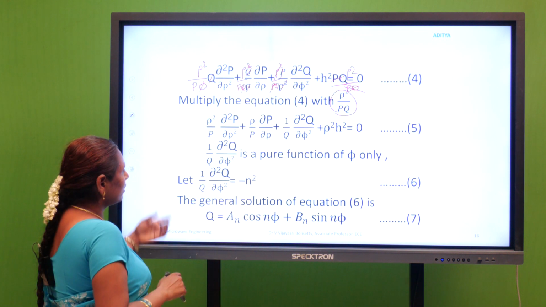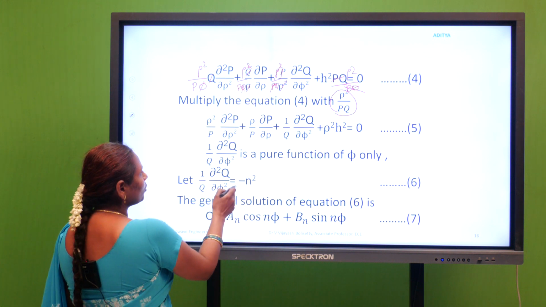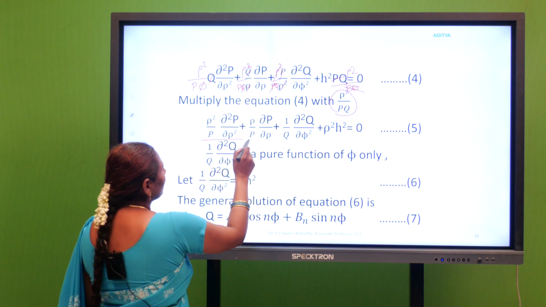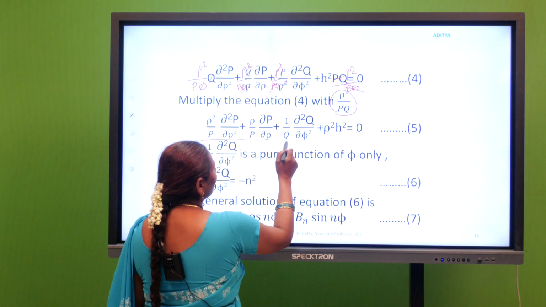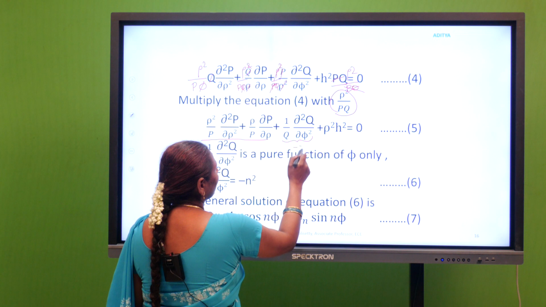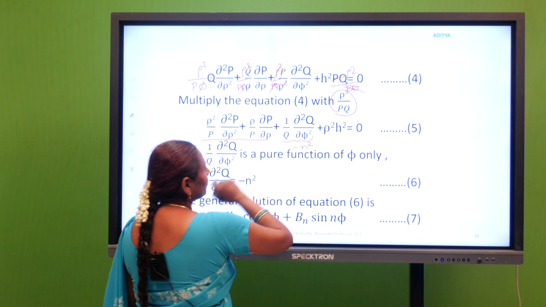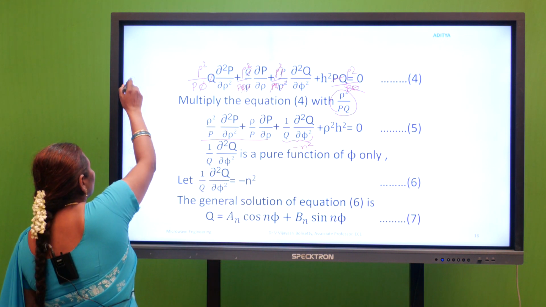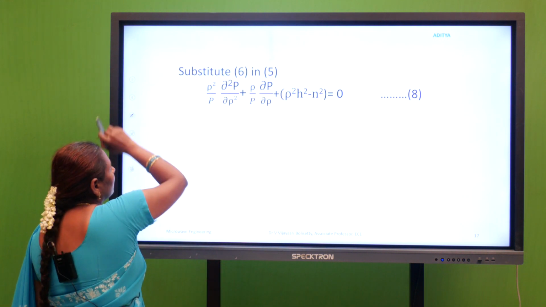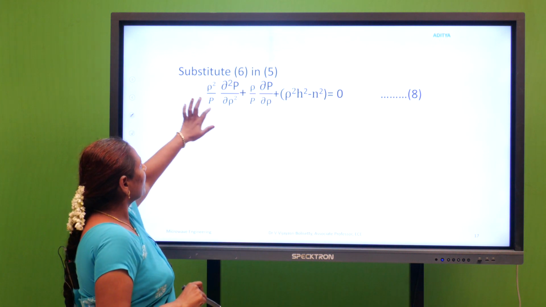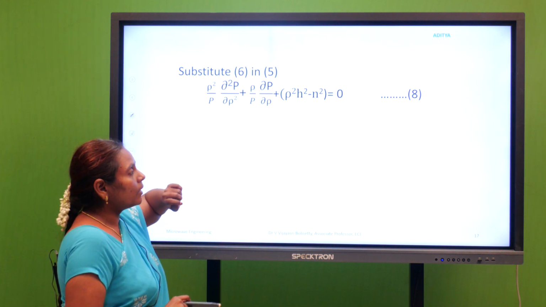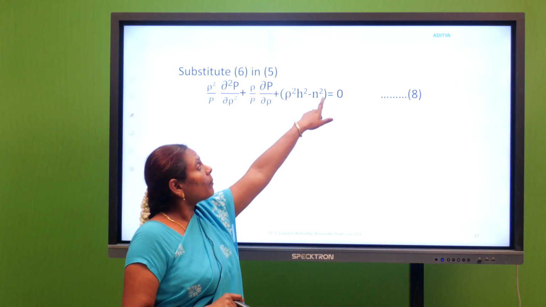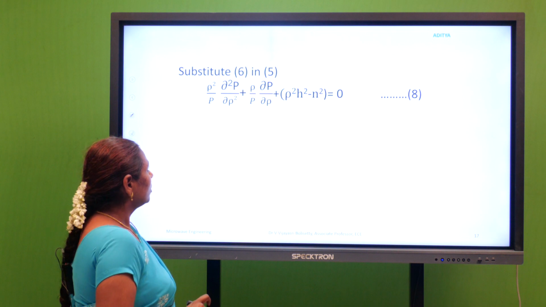Anyhow, we will see this in this slide. If you substitute this 6 in 5, then the equation will take this form. That means in place of 1 by Q d square Q by d phi square, you will get minus n square, and h square rho square is equal to 0. So rho square by P d square P by d rho square plus rho by P dP by d rho plus rho square h square minus n square is equal to 0.